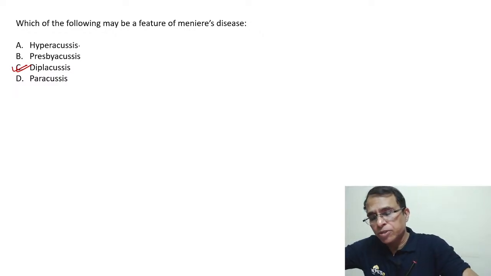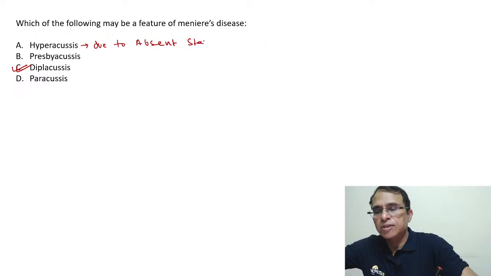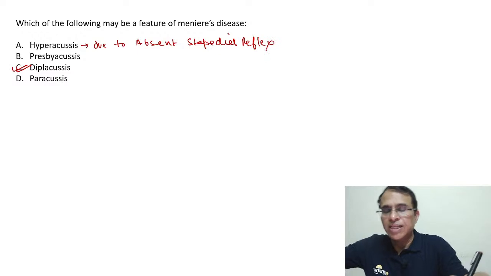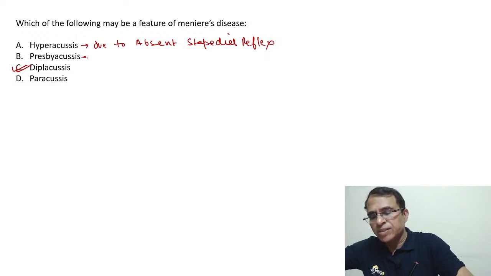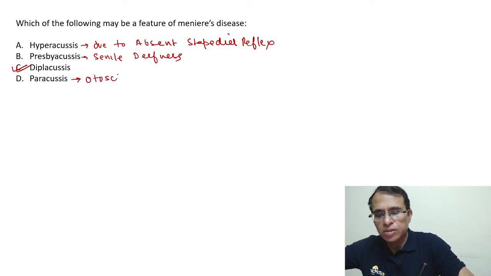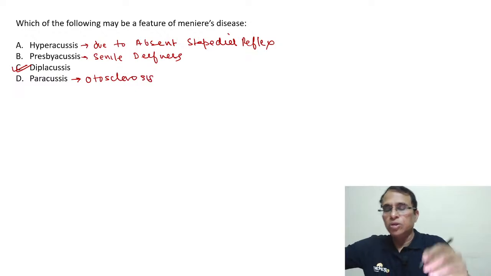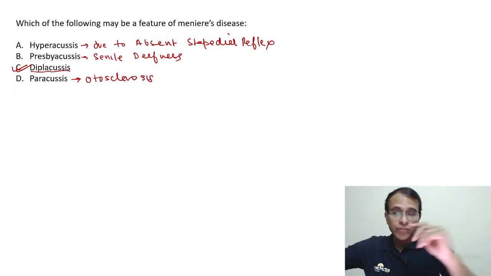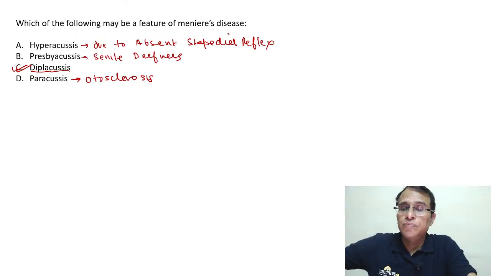No. Hyperacusis is due to absent stapedial reflex. When the stapedial reflex is absent, that condition is called hyperacusis. Presbycusis we just discussed, it is senile deafness. And paracusis, we will see, is a feature of otosclerosis. So diploacusis is a feature of Meniere's disease, which means a double sound. Everything that you speak, the patient hears, and loud sound becomes more loud.